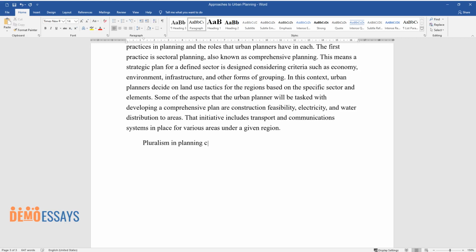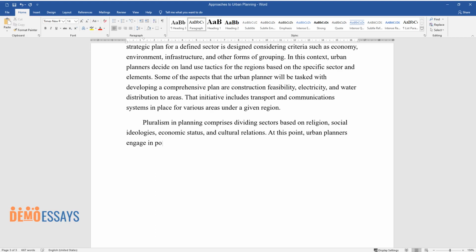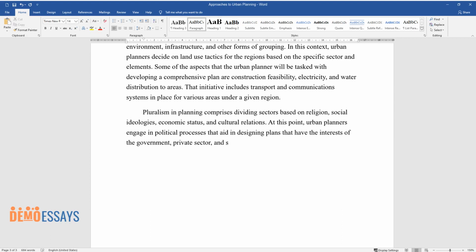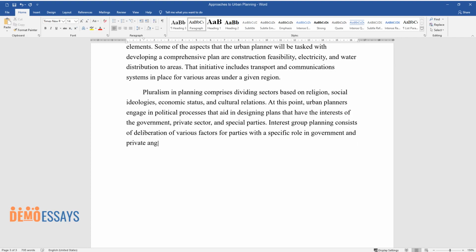Pluralism in planning comprises dividing sectors based on religion, social ideologies, economic status, and cultural relations. At this point, urban planners engage in political processes that aid in designing plans that have the interests of the government, private sector, and special parties. Interest group planning consists of deliberation of various factors for parties with a specific role in government and private angles.